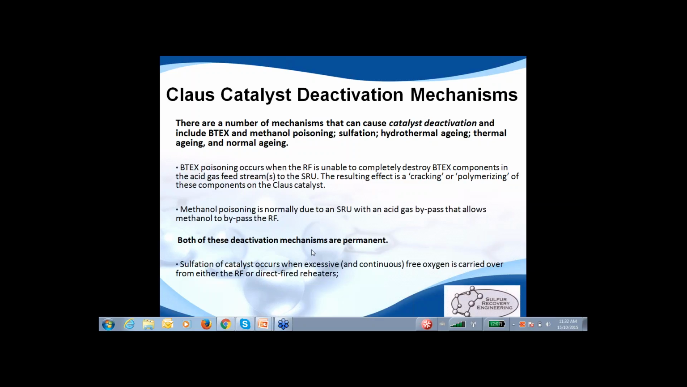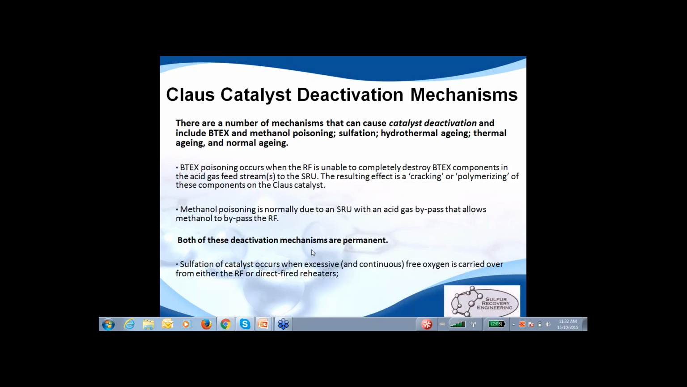Again, Titania catalyst does cost more than alumina catalyst, but it has significant benefits. One drawback is that in general, Titania catalyst is much more sensitive to BTEX poisoning compared to alumina catalyst. Another form of deactivation that could happen within our catalyst beds is what's called sulfation.